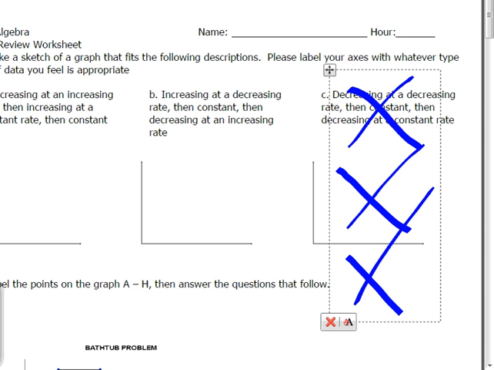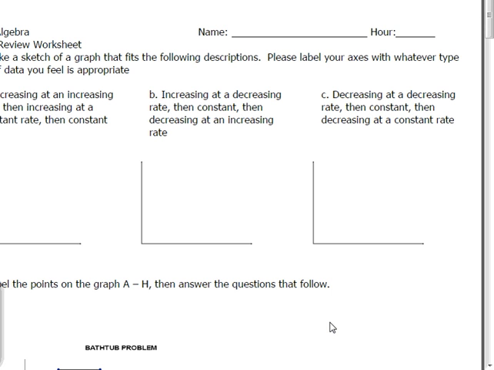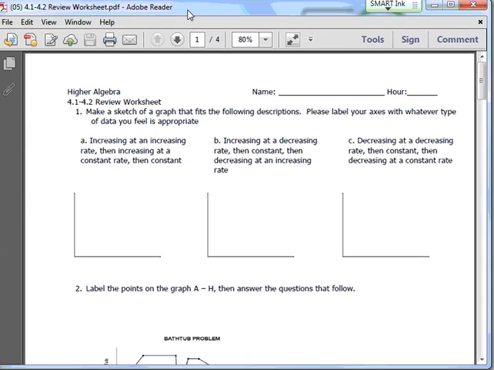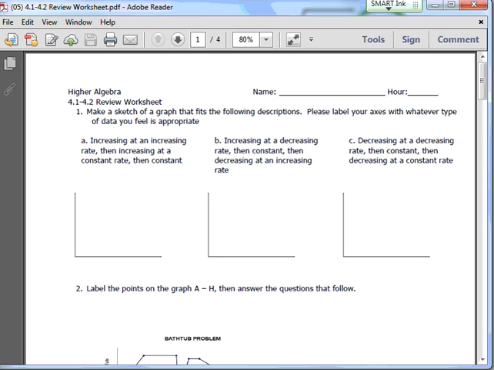All right, so on your homework, let's start with number 1. It says, make a sketch of a graph that fits the following description. Label your axes with whatever type of data you feel is appropriate. If I were you, I'd use distance and time. Those are the ones that kids usually do the best with. Now, increasing at an increasing rate. Well, that's increasing, but that's increasing at a constant rate, so you wouldn't want to do that.